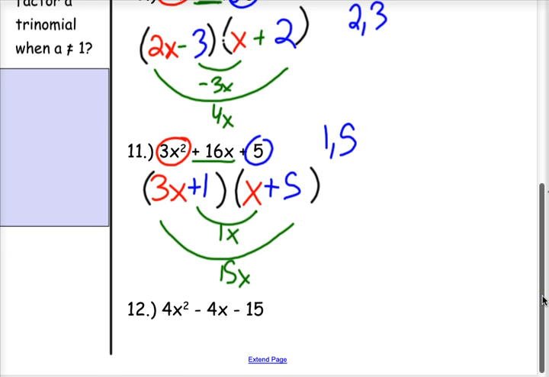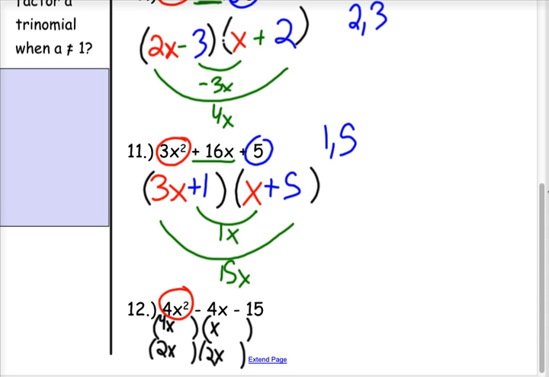And for our last one there, now this one is a little bit unique because when I make my parentheses here and I'm trying to figure out where did the 4x squared come from? Well, the 4x squared could either come from 4x and x or 2x and 2x. There's two possibilities of where this could come from. So what that means is we have a lot more checking that we are going to have to do.